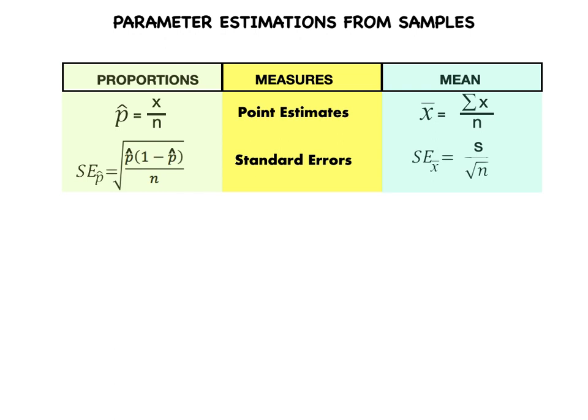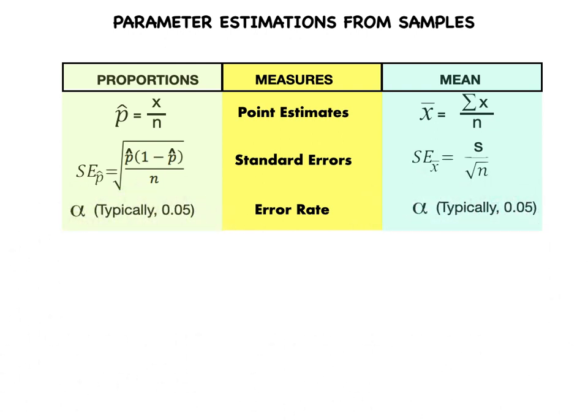Next is the error rate, which is simply referred to as alpha. We get to set alpha between 0 and 1, and it is the probability of being in the tails of a normal distribution. For now, just think of it as being the probability of being incorrect. It is used for both proportions and means.